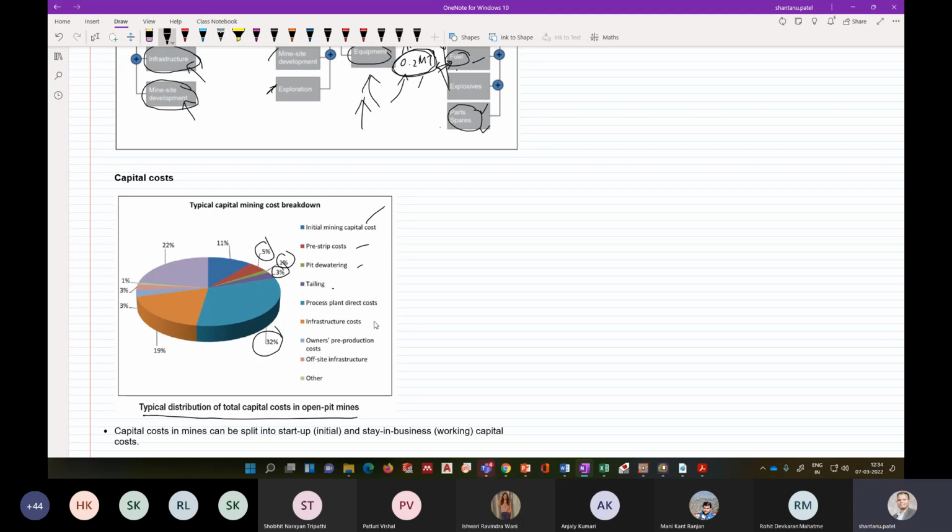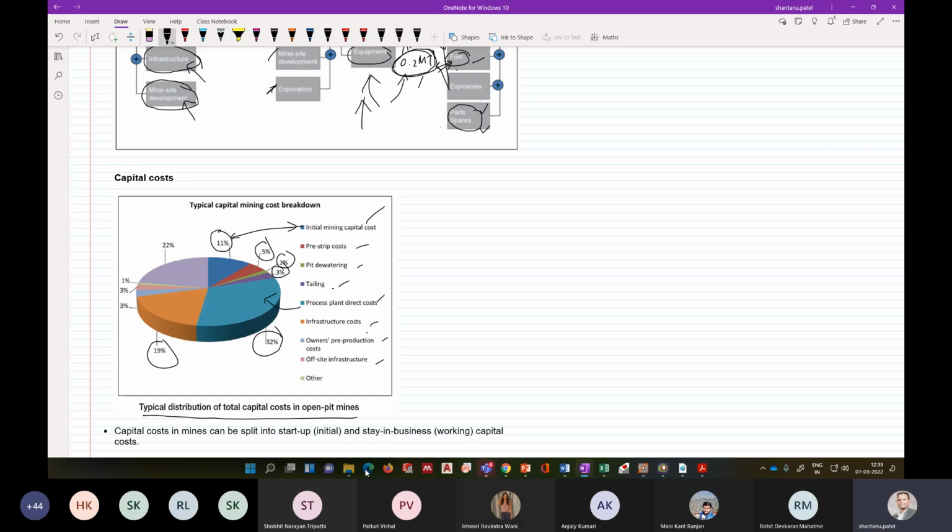Process plant direct cost. So this is the maximum one, right? This initial mining cost is the blue one, which is your 11%. Then infrastructure cost is 19%. Owner's pre-production cost is something here, 3%, or whatever percent it is. Offsite infrastructure cost is something. So these are the different components of cost we'll be discussing.